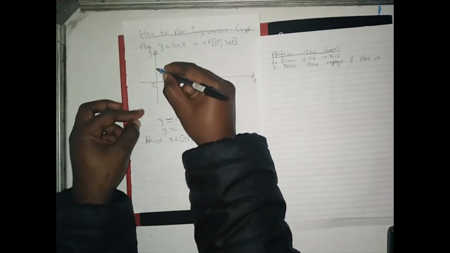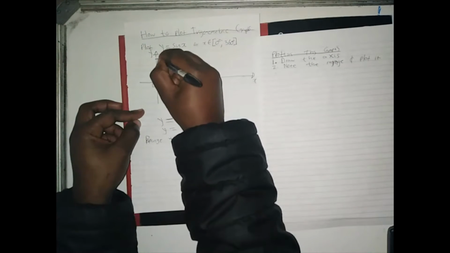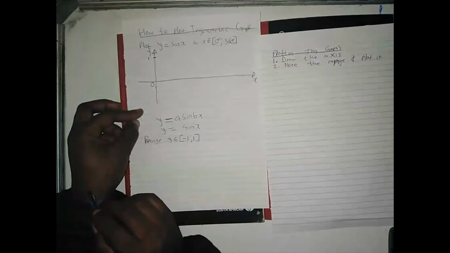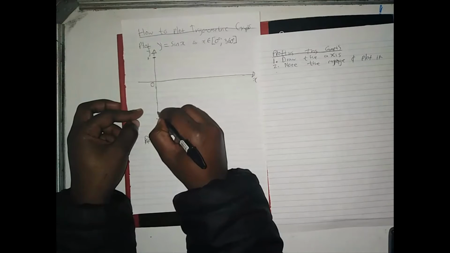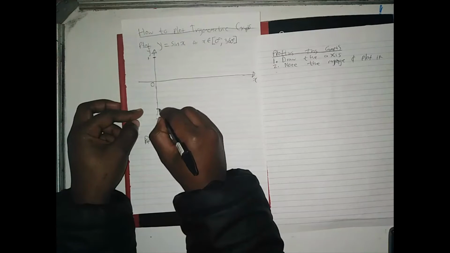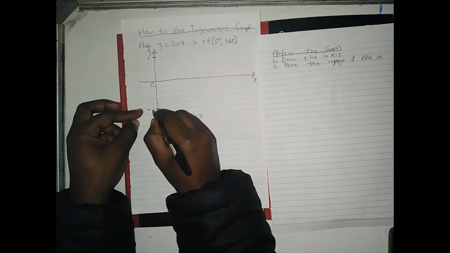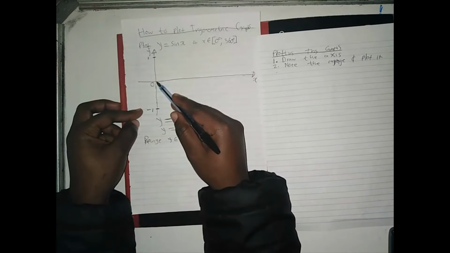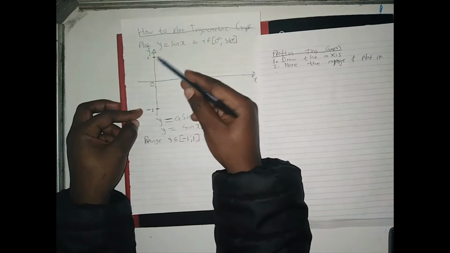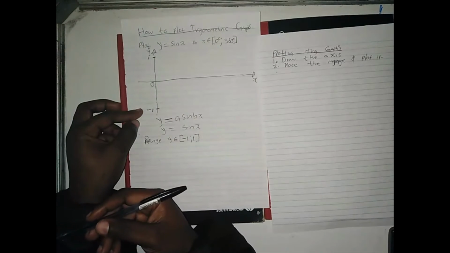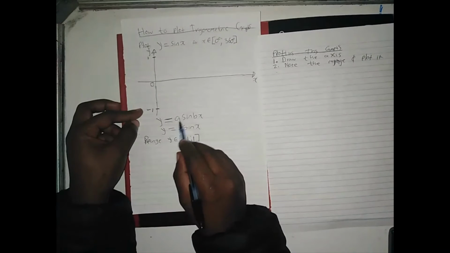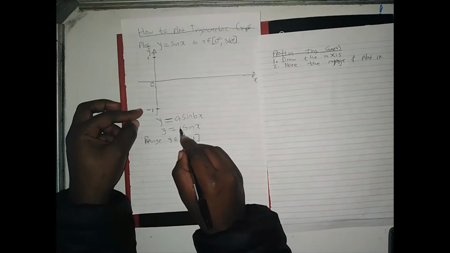Okay, so I'm going to put 1 here. Let's say we've got 1 here, and then here as well you're going to have -1. So the distance between here and here is 1. At the same time, the distance between here and here is 1. Where did you take that distance from? You took it from the value of the amplitude, which is in this case an invisible 1.